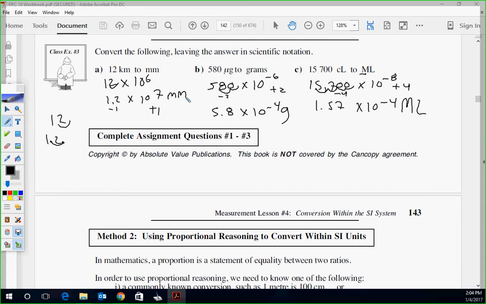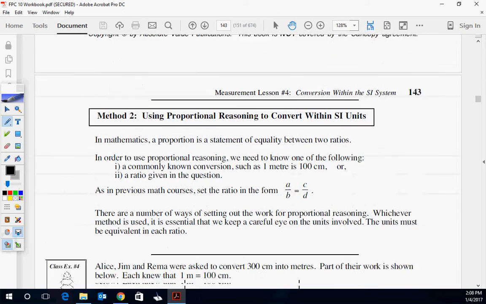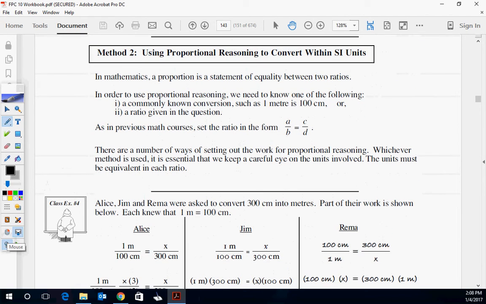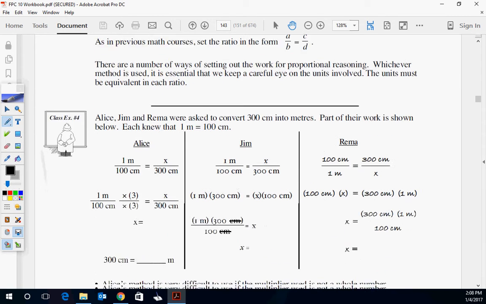Okay, so that was method 1, using the unit number line to convert SI units. Essentially counting, a lot of exponent work. Method 2, compare yourself. It's kind of the least favorite, but we'll still go through it. Using proportional reasoning with SI units. This is a lot of cross multiplication. Set things up so that if we know that A over B equals C over D, we can cross multiply and solve for what's missing. So here's an example of doing that.